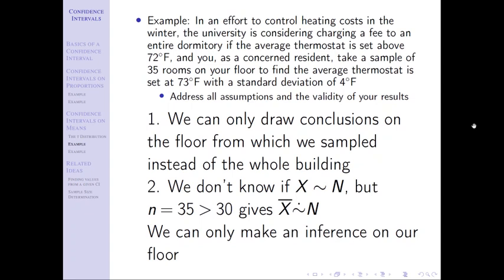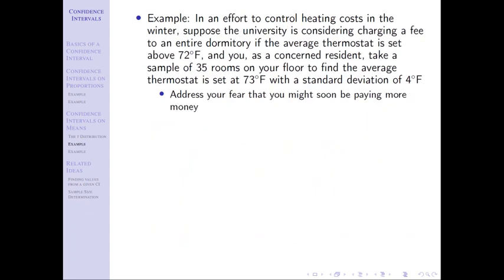And the last piece, address your fear that you might soon be paying more money. Well, notice there's no number in that claim, but we can link that back to the problem. The problem says we're going to pay more money if the average is above 72. And so just as before, we have to say, does the entire interval sit above 72 degrees? If the entire interval does, you can say, yeah, I'm confident I'm going to be paying more money. If some of the values are and some aren't, you say, maybe I'm in, maybe I'm not. I can't conclude that. It's possible, but I don't really know.